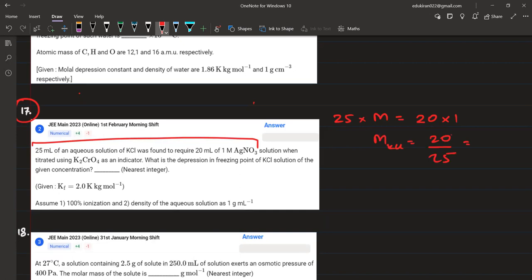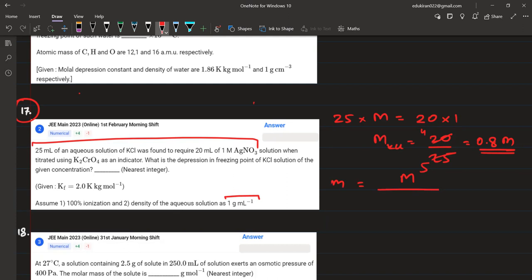Okay, so what I can write here, 4 by 5, and this will be 0.8. This is 0.8 molar. So once I have got the molarity, now what I can calculate? What is the depression in freezing point of KCl solution of the given concentration? Then what you have to do, density of the aqueous solution is 1 gram per ml. ठीक है? उसके बाद आपको molality calculate करना पड़ेगा. You have to calculate the molality.